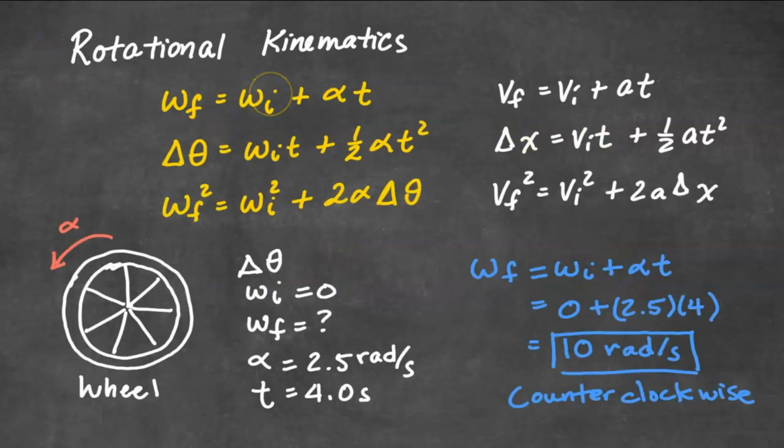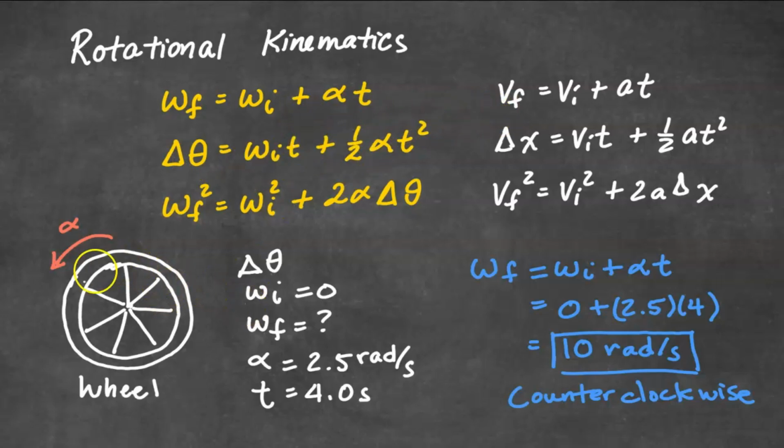Now we're going to review rotational kinematic equations. And I'd like you to compare the rotational kinematic equations with the linear kinematic equations. Do you notice the similarities? For linear motion, we have velocity; for rotational motion, we have angular velocity. For linear motion, we have acceleration; for rotational motion, we have angular acceleration. And for linear motion, we have displacement; for rotational motion, we have angular displacement. So notice the similarities. That's going to help you to figure out how to use these equations.